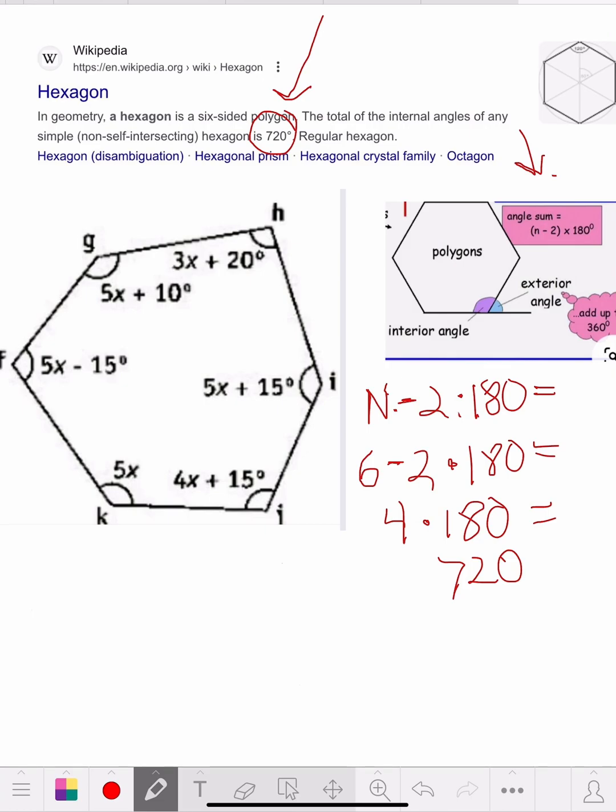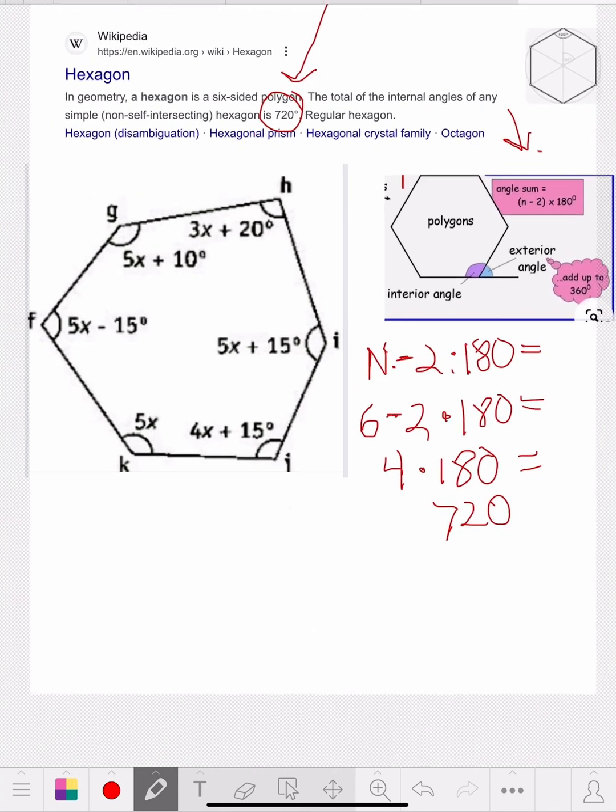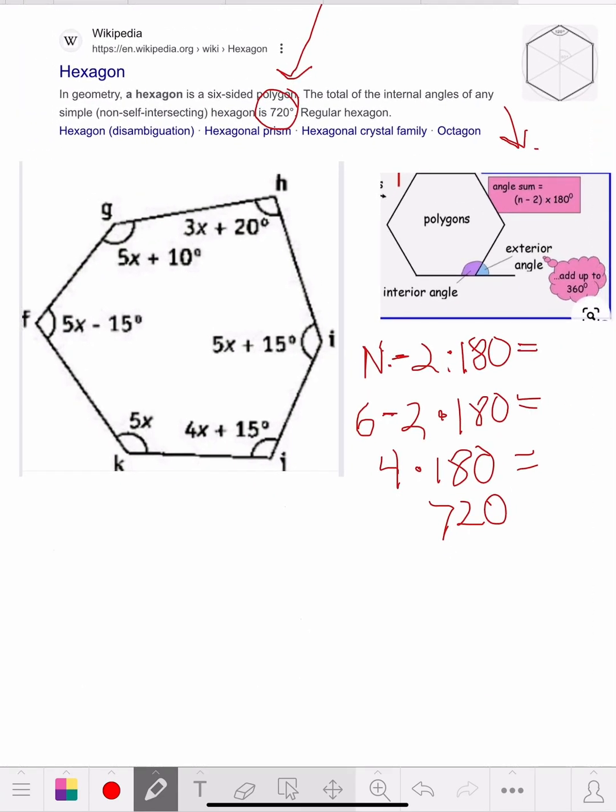Now all we really have to do is add up all the 3x's plus 20s and 5x's plus 10s. If this was homework, I'd probably list these all down. If this was a test, I might go through this quickly and add the 10 and the 20 and the 15, and the 15 minus the 15, and plus a 10, and come up with that. Then add the 3x's. Let's do it like that.